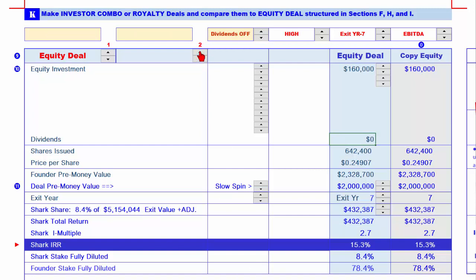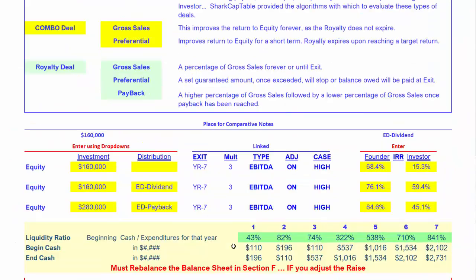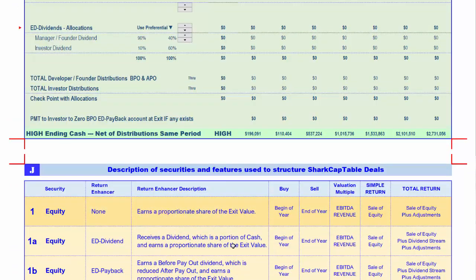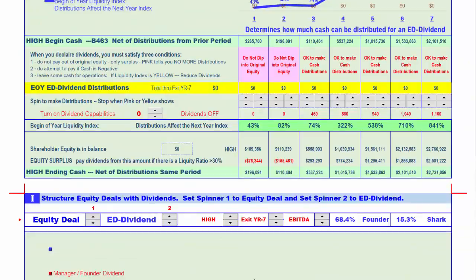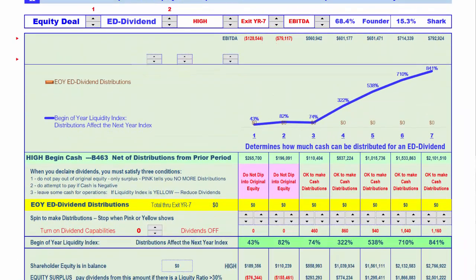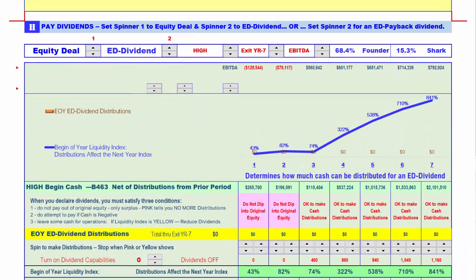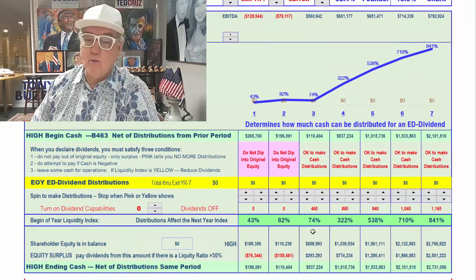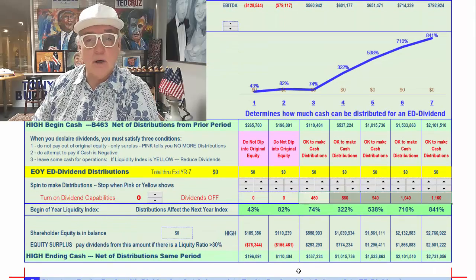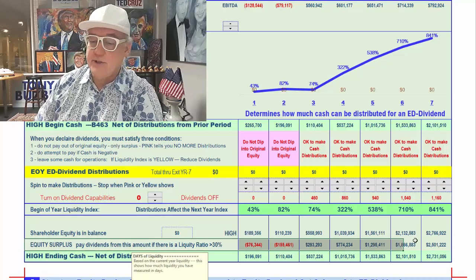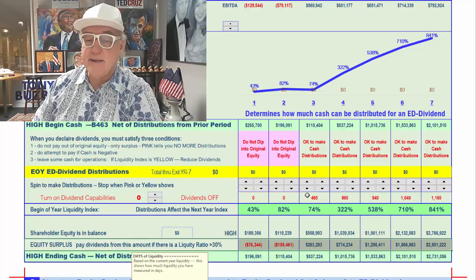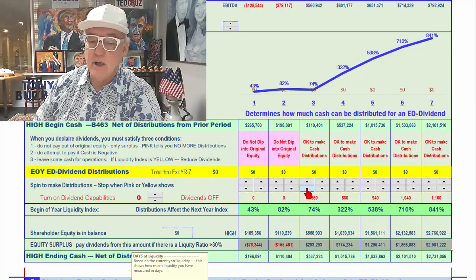Now let's go and do an equity dividend. All right, to do that, of course, we must go back up to the equity dividend, up here in section H. And we've already recalled our dividends, and we can see that it's not too far off, but we need to probably make them even better because we're going to look at this line right here, equity surplus. We can keep paying that down until it's almost zero.